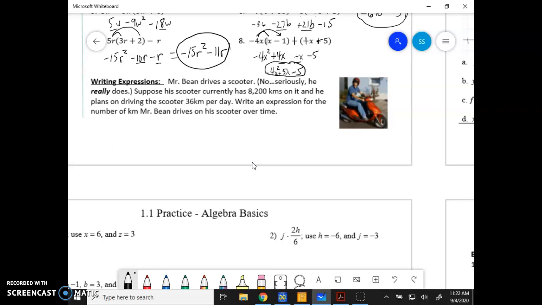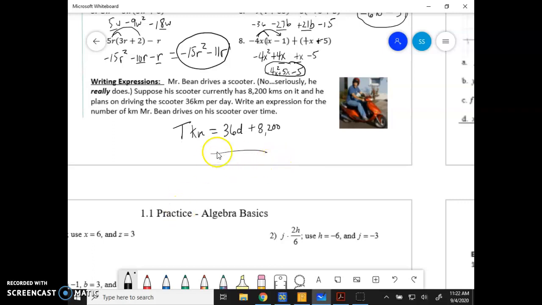Okay, so basically, over time, his total kilometers would equal whatever he does per day. So because we're going to multiply 36 times, let's use the variable d. If he drives 36 kilometers every day for 10 days, we're going to do 36 times 10, right? And so the d would be 10 there. Okay, and then we have to add on whatever he originally had, so we're just going to tack that on. That's going to be 8,200. So that would be the expression.